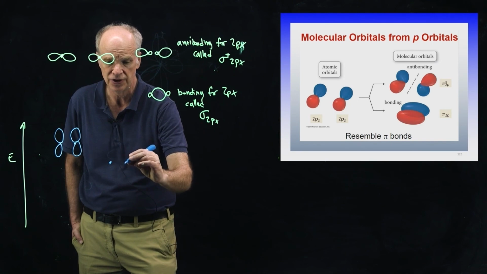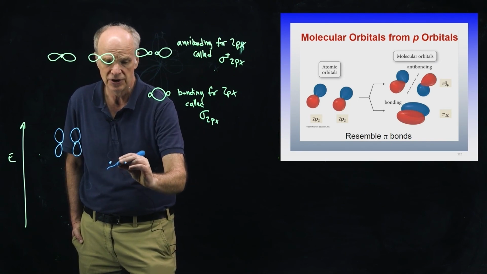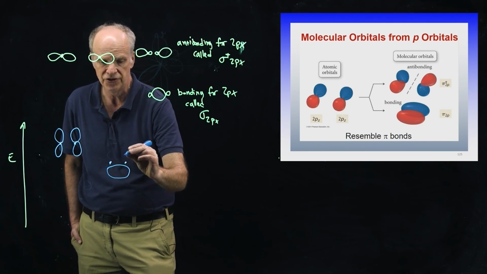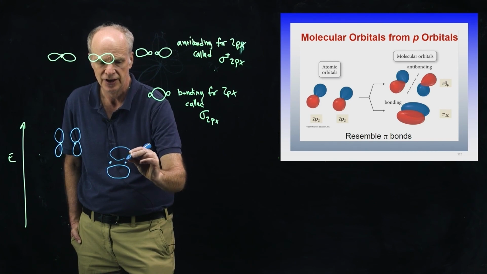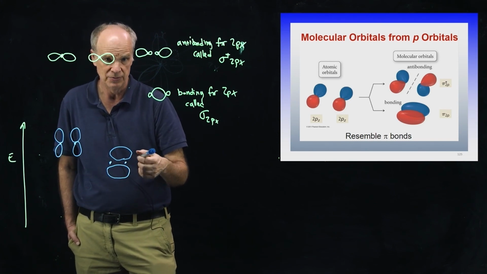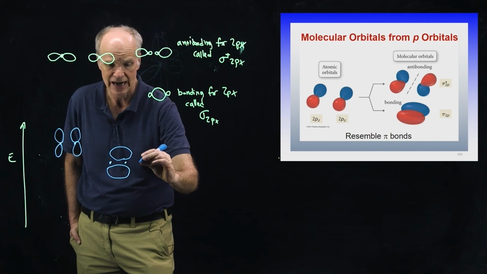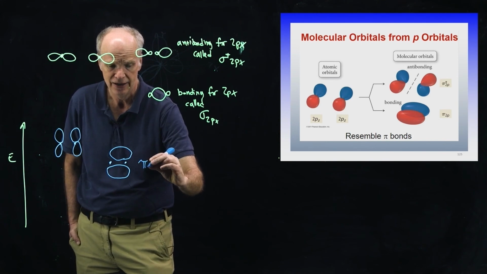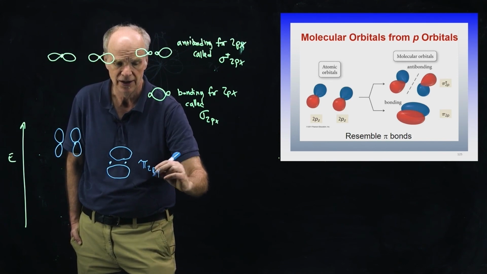So here are the two nuclei. And so you might remember you'll get density below the nucleus and density above the nucleus. This is no longer a sigma orbital. This is a pi orbital. So this is pi 2py, and this is a bonding orbital.